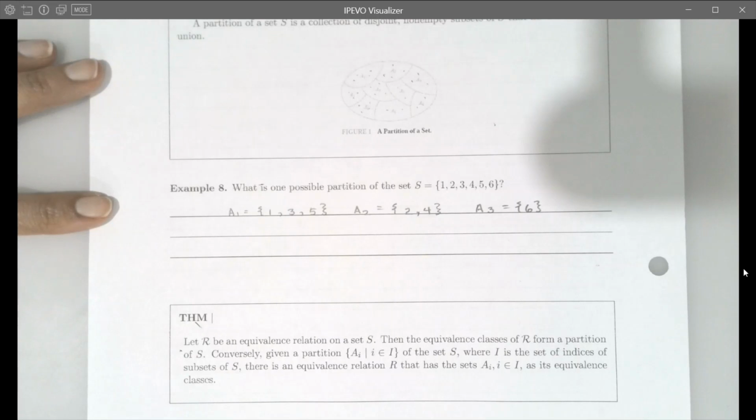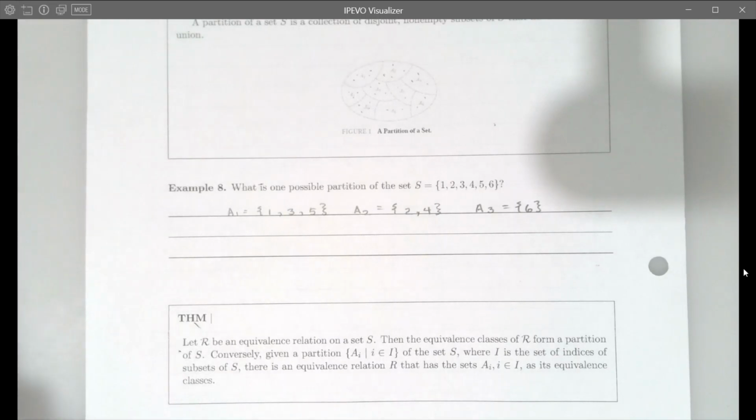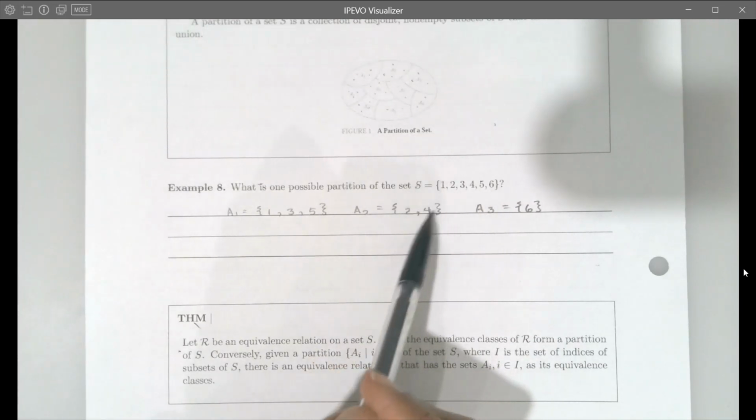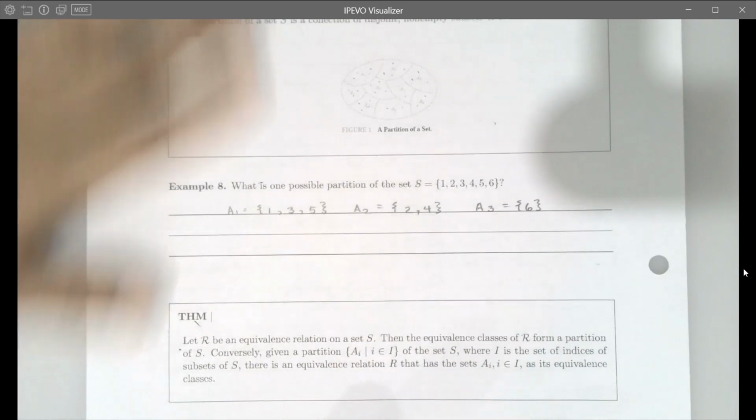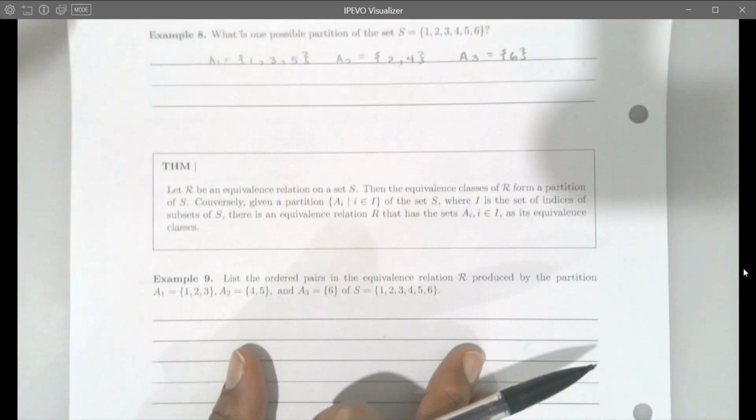And so, as you can see, these are disjoint. They don't share any elements in common. And if we take the union of the three sets, then we would get the original set S back. Alright, so with that in mind, let's look at the following theorem.